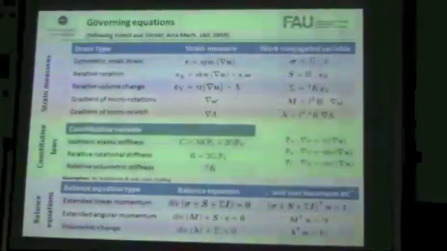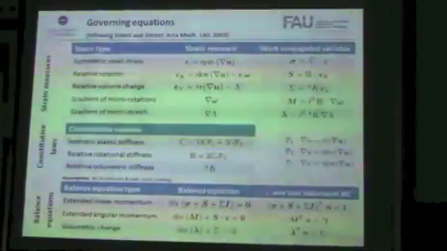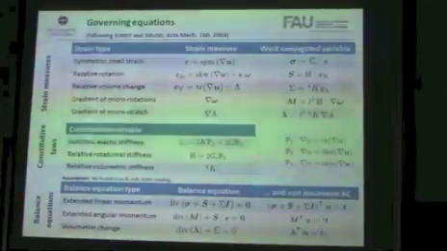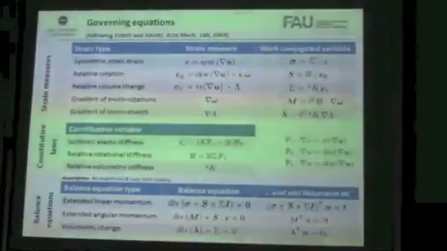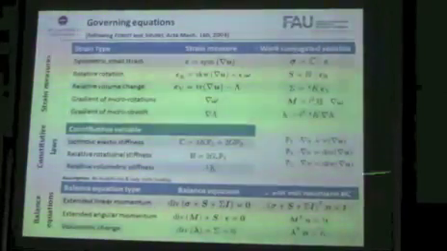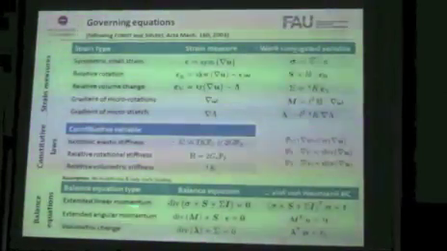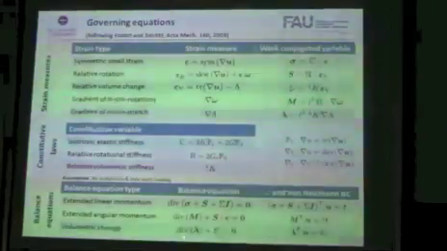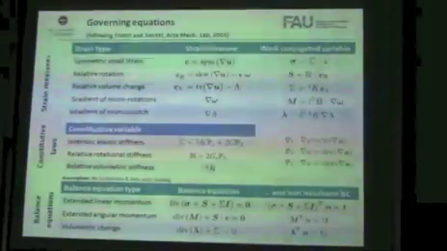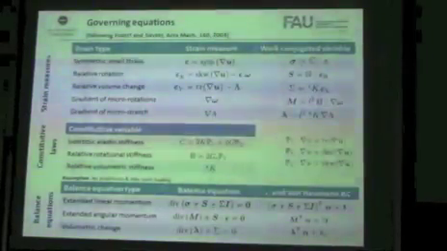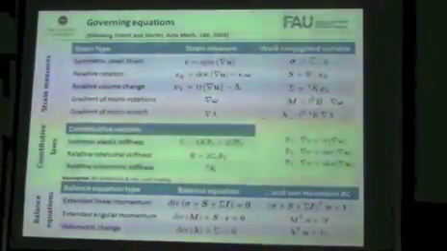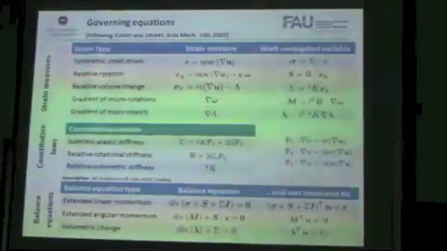For the balance equations, we consider that we only look at static loading, we neglect any dynamic cases, and also neglect all body forces. This gives us the extended balance equation of linear momentum, the extended balance equation of angular momentum, and the balance equation of volumetric change, with the corresponding Neumann boundary conditions.